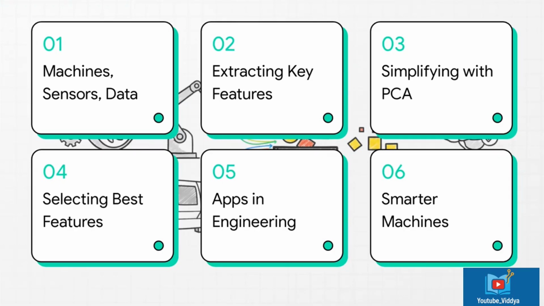So, here's what we've got on tap. We're going to talk about how to pull key features out of raw data, how to simplify them using something called PCA, and then how to pick the absolute best ones. After that, we'll wrap up by looking at how this stuff is used in the real world and what it all means for the future.